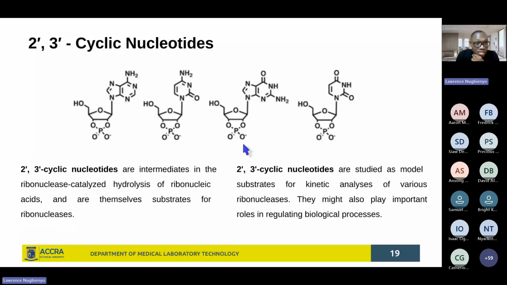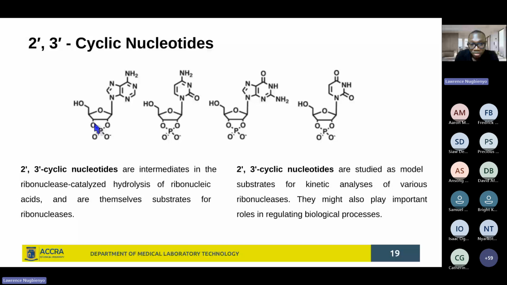Same way, you have things like 2', 3' cyclic nucleotides. Why 2', 3'? Because the cyclic structure is formed between carbon number 2 and carbon number 3. These usually you find in the process of metabolism of nucleotides, the breakdown of nucleotides. So some intermediates are formed and they really don't stay for long, and then they are consumed by some ribonucleases. I mean, enzymes break this down.